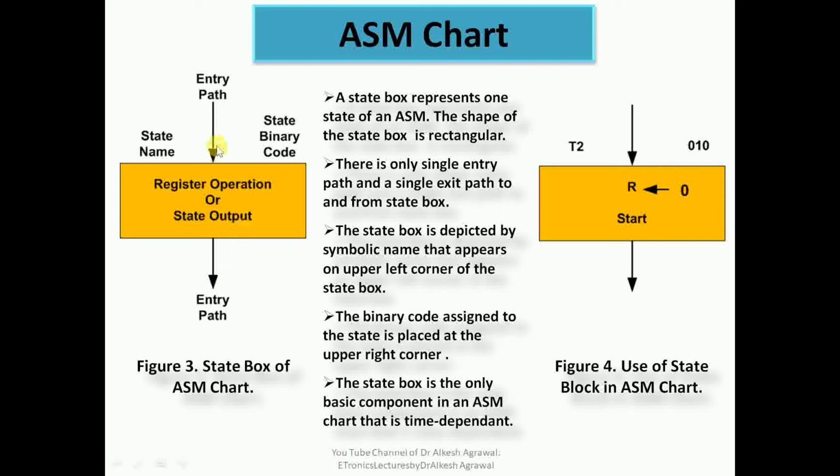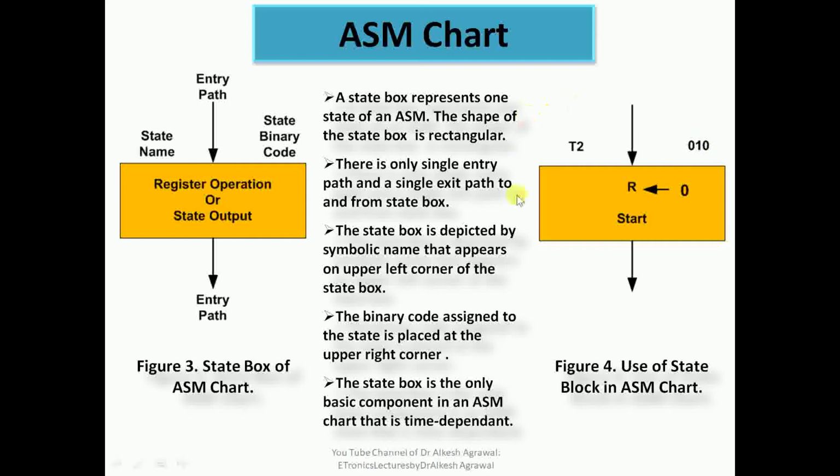It has a symbolic name that is depicted on the upper left corner, and a binary code is assigned on the upper right corner. This is the only basic component in an ASM chart that is time dependent. So in a state box in the ASM chart, you can see we have one entry path and one exit path. This is the name of the state, and this is the depiction of the state in terms of binary.